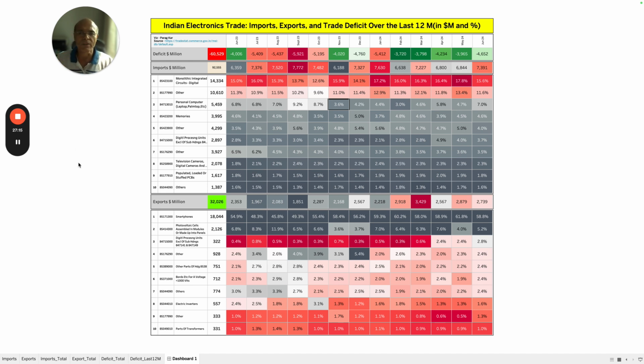But you can basically pause the video and look at these dashboards. These dashboards actually took me a huge amount of effort to create.